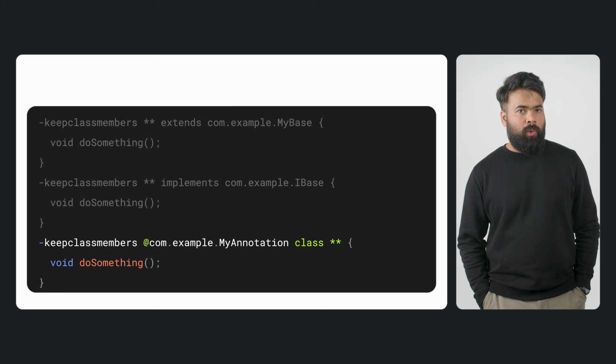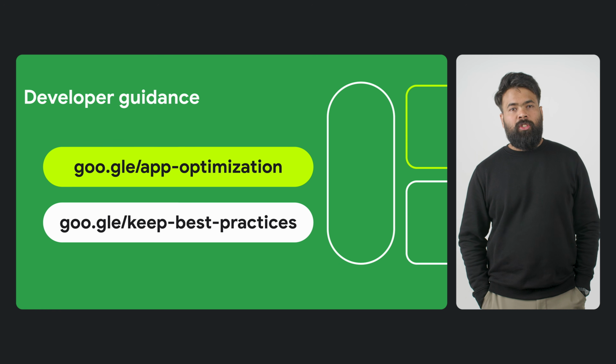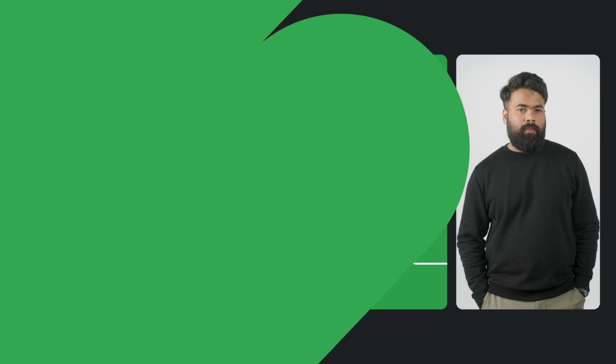With all the keep rules, you should also be specific about what members you keep to get the maximum optimization. In the cases where you find yourself adding a broad keep rule, you need to investigate exactly what's causing the issues with R8 and write a narrower, more specific rule. For a deeper dive, check out the guidance on keep rule best practices.